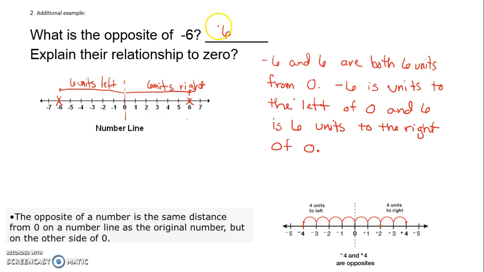And you can even put a positive here with your 6 if you'd like. That shows the direction that it's to the right. Hopefully that helps with number 2.